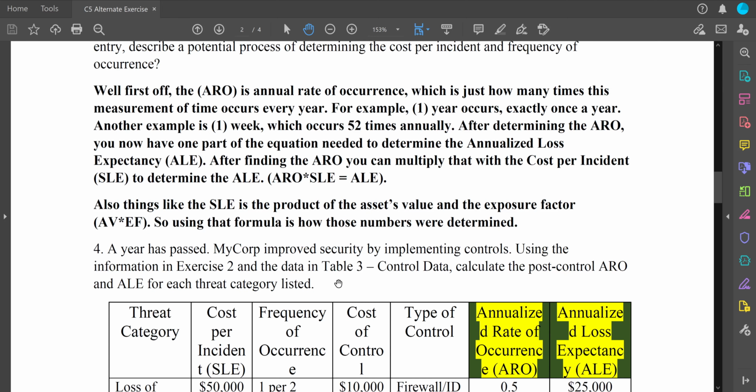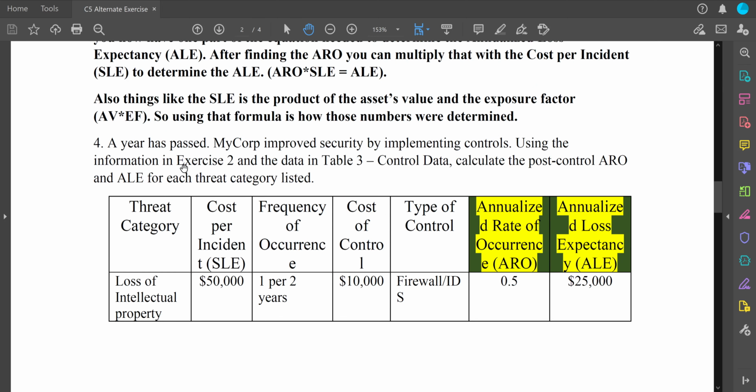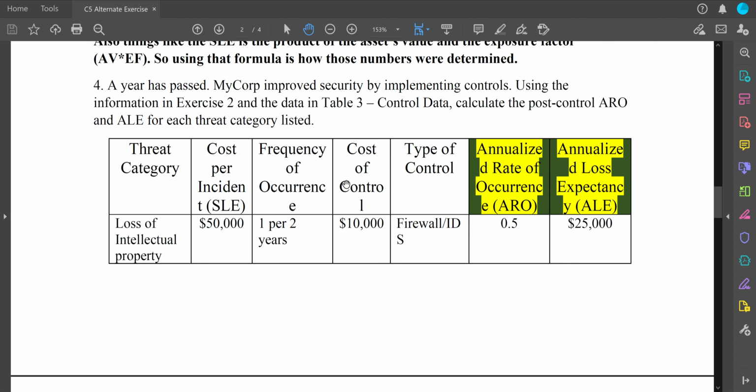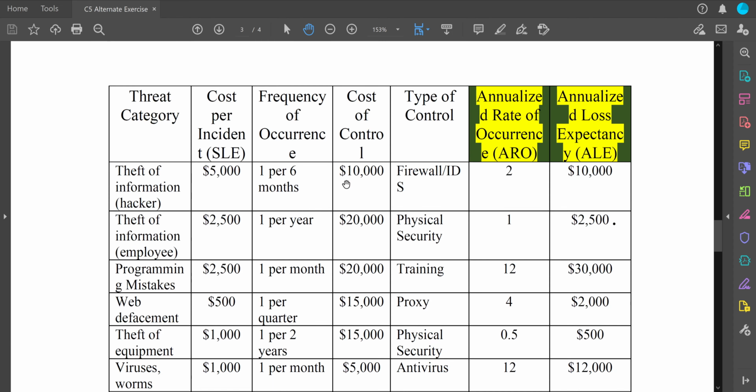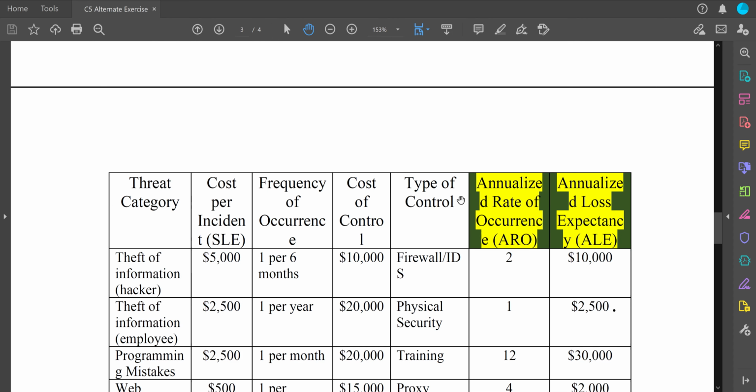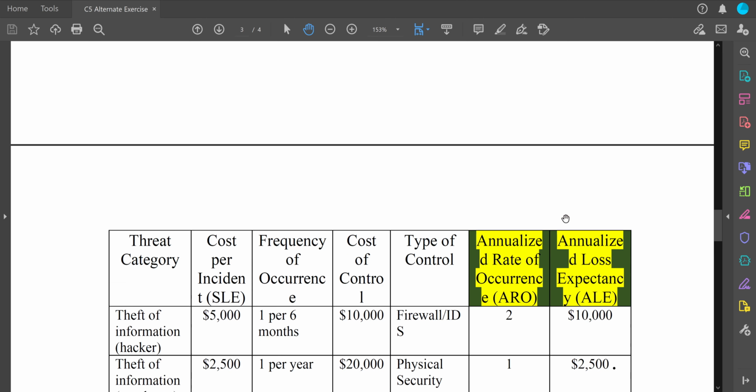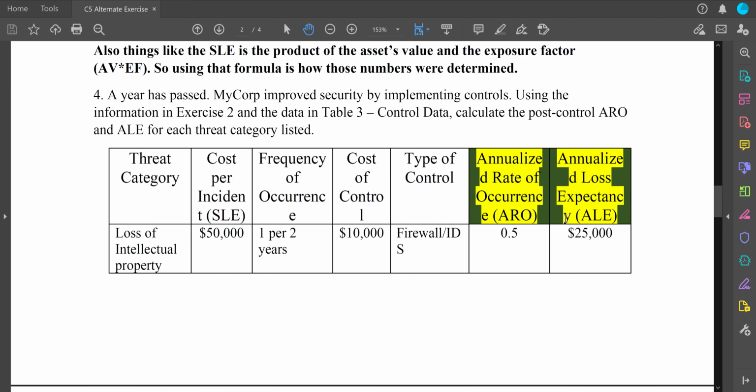Right? Okay, so for the fourth one, a year has passed. MyCorp improves security by implementing controls. Using the information in exercise 2 and the data in table 3, control data, calculate the post-control ARO and ALE for each threat category listed. So in this table, it's almost the same thing, but they added 2 more columns, and these are the 2 columns that I added to answer the question, right?